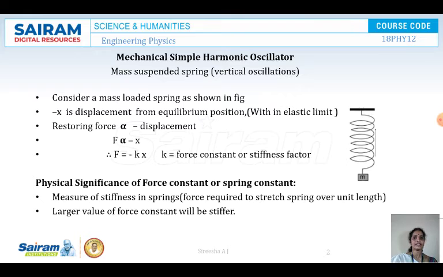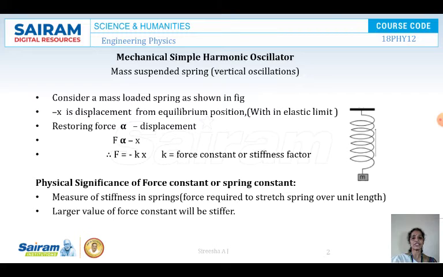Here minus x is a displacement from the equilibrium position within the elastic limit. So here we can say that the restoring force is proportional to the minus of displacement. This we have discussed already in the previous sessions, that the restoring force tries to bring back the body to the original position. So F is proportional to minus x, therefore F is equal to minus kx, where k is the force constant or the stiffness factor.